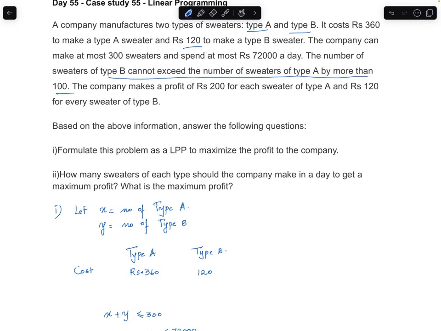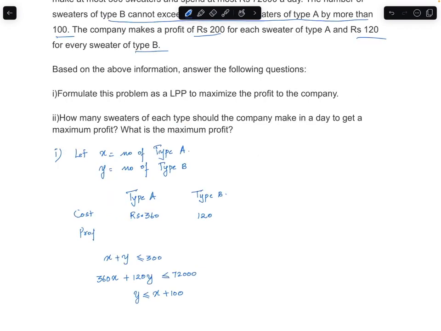The next line says the company makes a profit of rupees 200 for type A and 120 for type B. So profit is rupees 200, and under type B we write 120. So the total profit will be equal to 200 times X plus 120 times Y. This is what is Z, and our target is to maximize this objective.